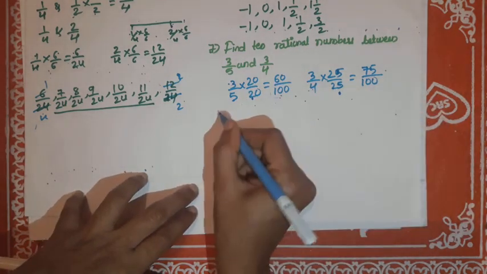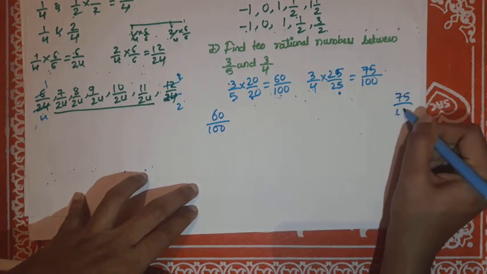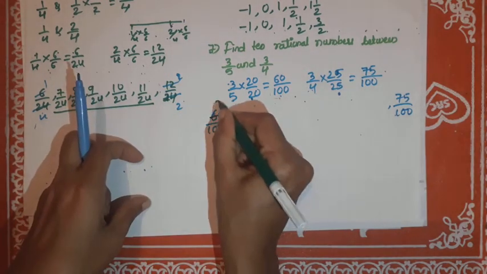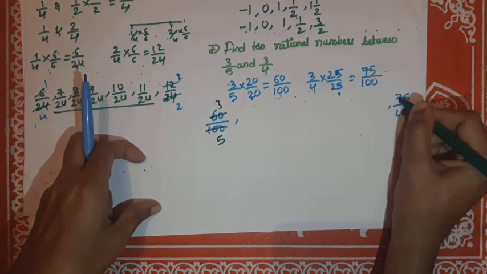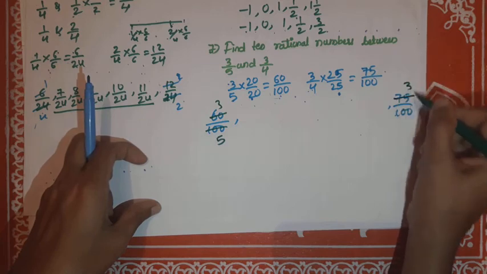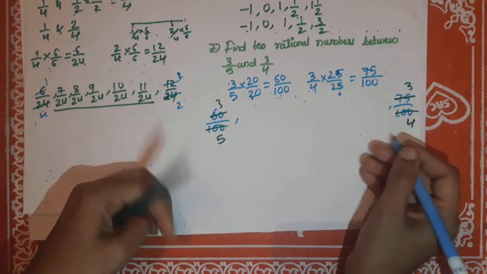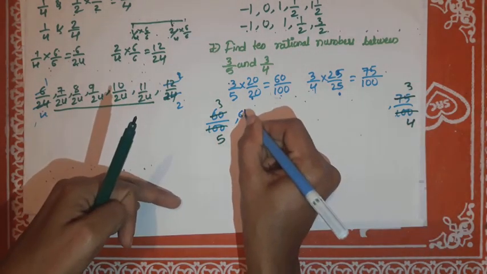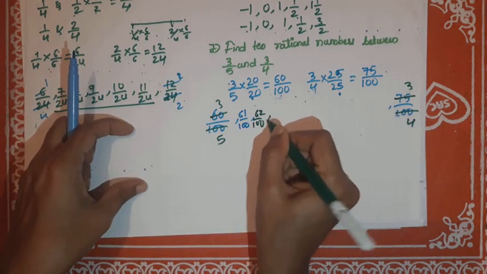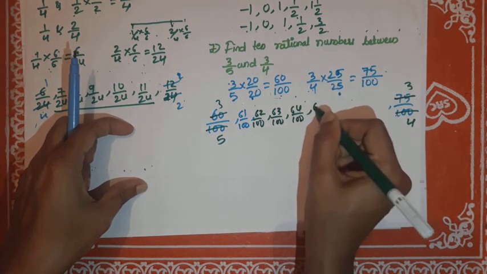Now we can write the numbers between 60 by 100 and 75 by 100. 60 by 100 is 3 by 5, and 75 by 100 is 3 by 4. Now we write the rational numbers between these two: 61 by 100, 62 by 100, 63 by 100, 64 by 100, 65 by 100.